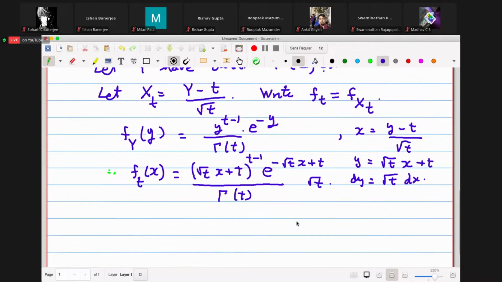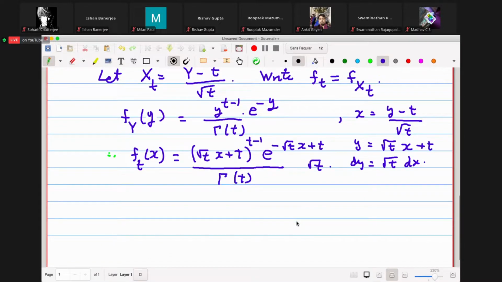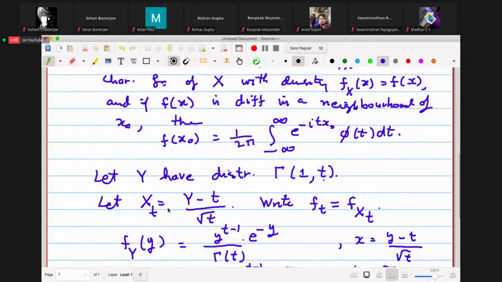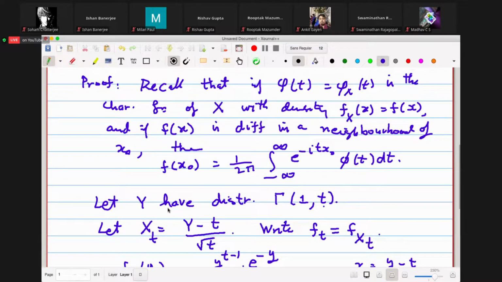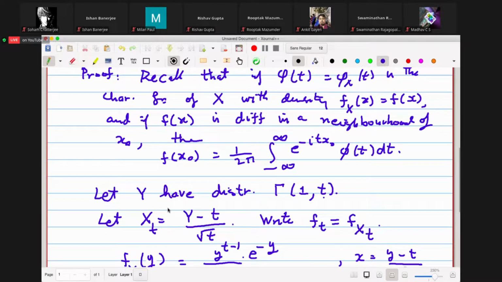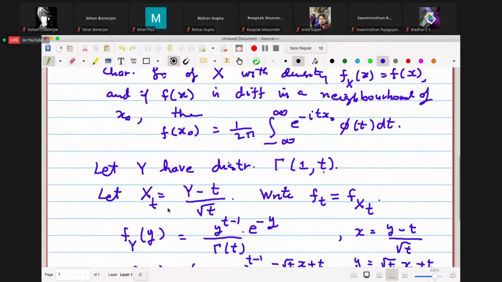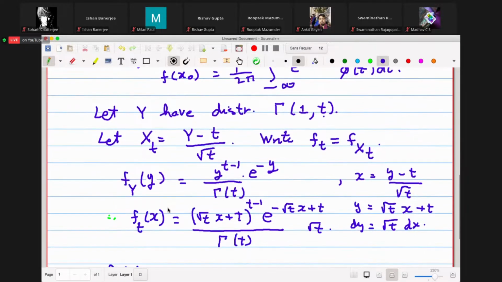And now we try to find, so there are, yeah, what is it that we want to do? We want to compute f_t at 0. So let me write that here. It is for that value of x for which we will be applying the Fourier inversion formula. So f(x naught), that x naught is going to be 0.